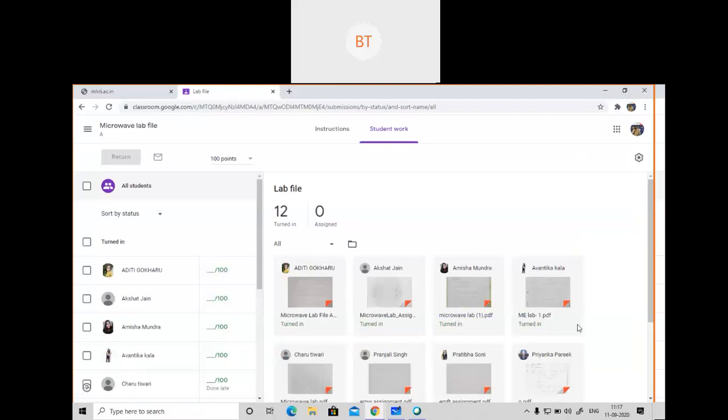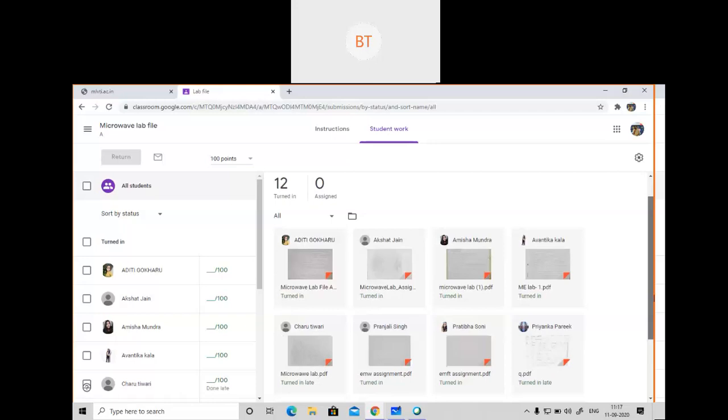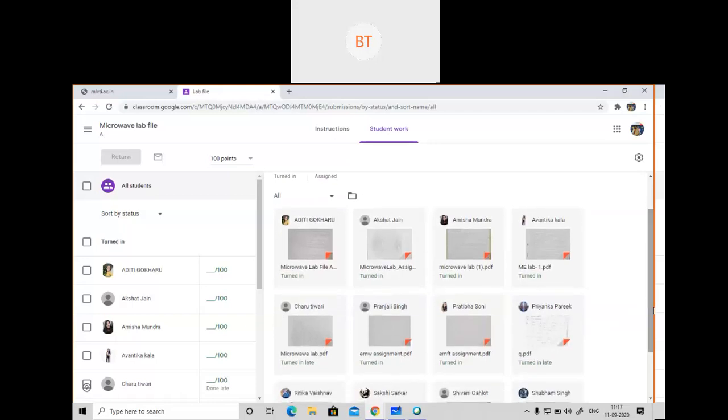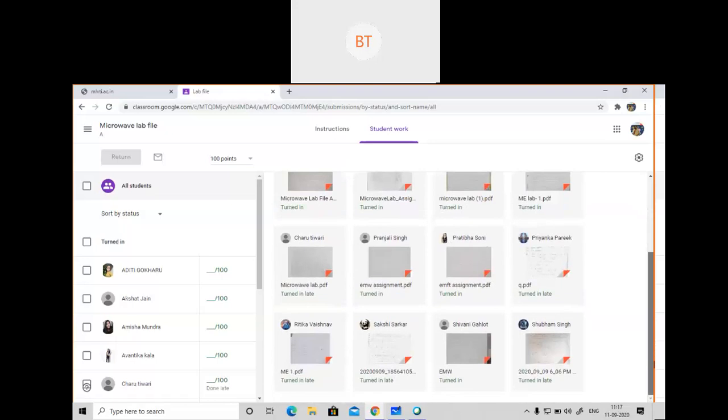12 people have submitted: Aditi, Akshat, Amisha, Avantika, Charu submitted late, Pranjali, Pratibha, Priyanka also submitted late, Shubham submitted late, Shivani, Sakshi, and Ritika. Ritika also submitted late. Today I will check all those questions which I have given to you, and I will assign the numbers also.